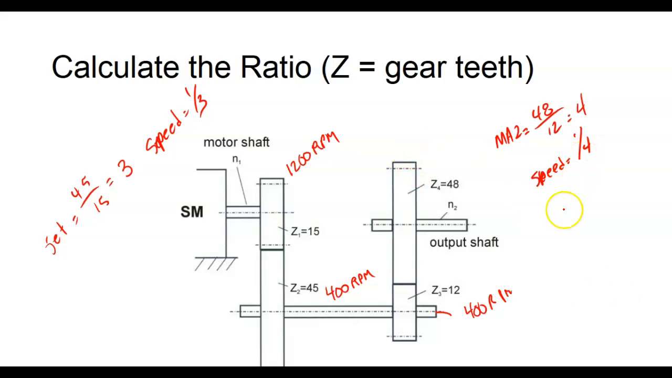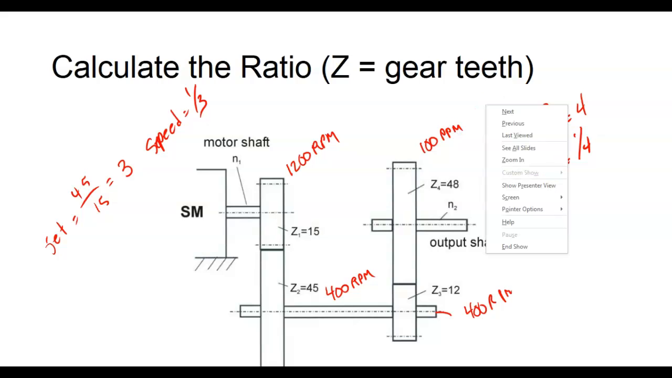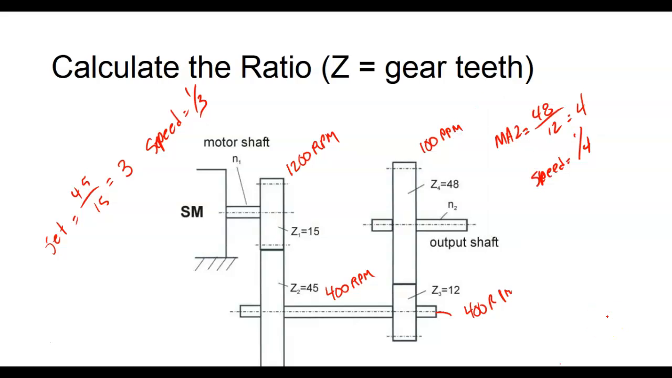So what would be the speed out here? It's going to be 1/4. So what's 1/4 of 400? 100 RPM. So what's our torque multiplier? Is it 3 plus 4 or is it 3 times 4? This over here is running 12 times faster than that over there, so the torque must be 12 times the input torque, right? You understand that? Yes or no?